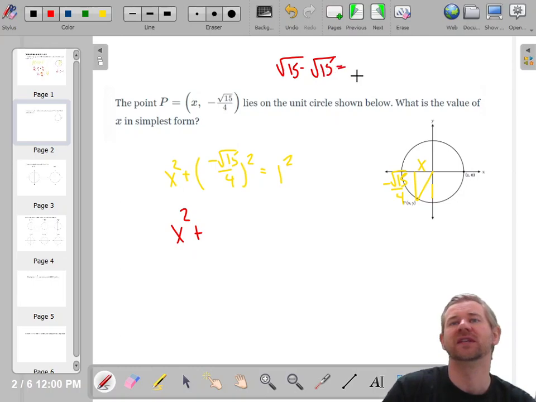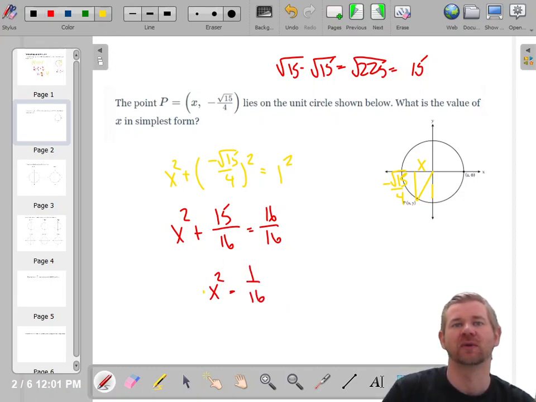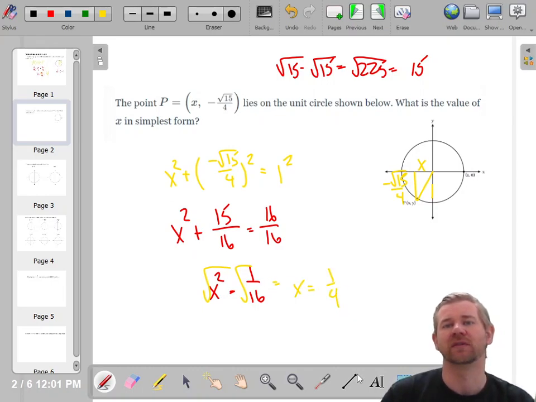X squared plus, when you square radical 15, radical 15 times radical 15 is radical 225, which is just 15. You just get the radicand. So this is 15, and then 4 squared is 16. But again, if you know you're going to subtract 15 sixteenths from one whole, that is 16 sixteenths. So now if I do 16 minus 15, I get 1 sixteenth, and I will square root that. And now we get x equals 1/4.